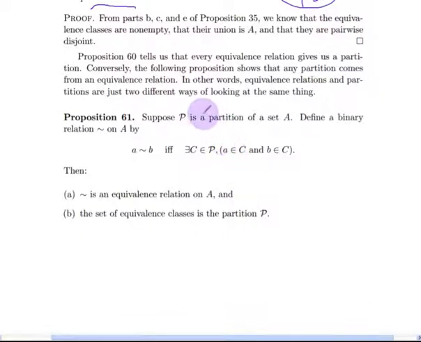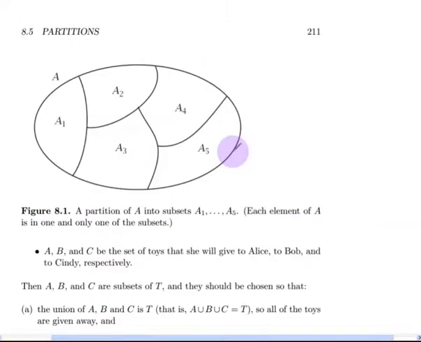Now this proposition says we go the other way. If I do have a partition, I can define a relation on the set A by saying two numbers are equivalent if and only if there's an equivalence class such that they're both in the same equivalence class. So to go back up to this picture, I'm saying that two elements are equivalent if and only if they're both in the same equivalence class. So everything in here is equivalent. So I could start with this partition and generate an equivalence relation. So that's what this is saying.